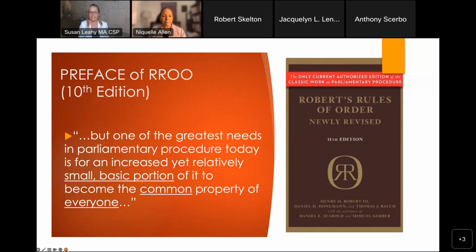But one of the greatest needs in parliamentary procedure today is for an increased yet relatively small basic portion of it to become the common property of everyone. Now, I always love to invite everyone to say everyone, right? I want you to think about all of your board members. It's not enough that you yourself understand the fundamentals. It's that your dynamic on your board will up level if everyone on your board takes some time to understand a small basic portion of this language.